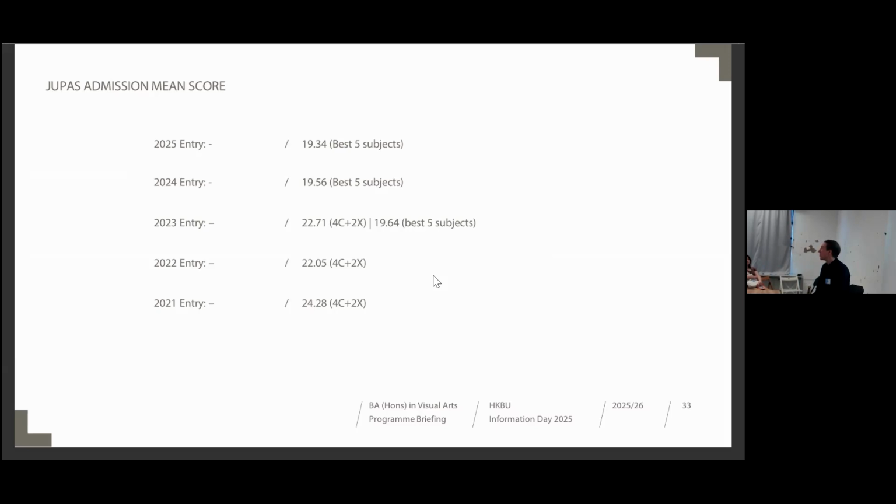JUPAS admission mean score. This is the average JUPAS admission mean score. I did say we have 50% academic, 50%. Where did your score fit on?